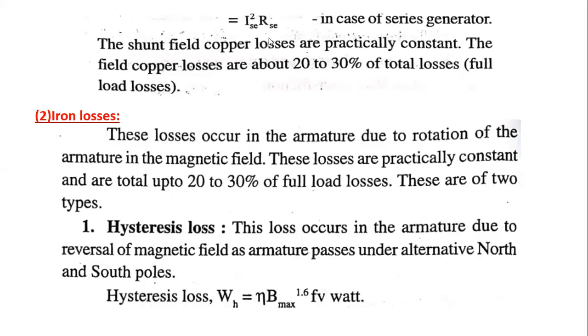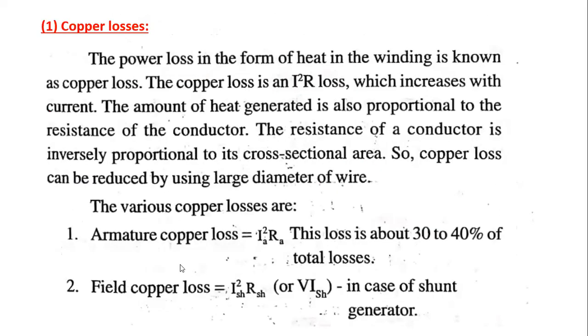Okay, this type of copper losses is about 20 to 30 percent, and armature copper losses are about 30 to 40 percent. Understand what is meant by the copper losses? Copper losses means the I square R losses. This loss is proportional to the square of the current and the resistance.